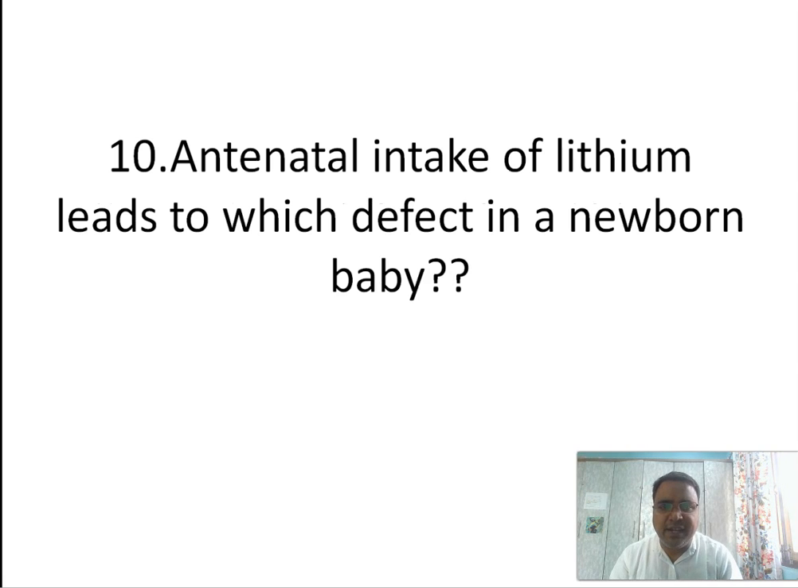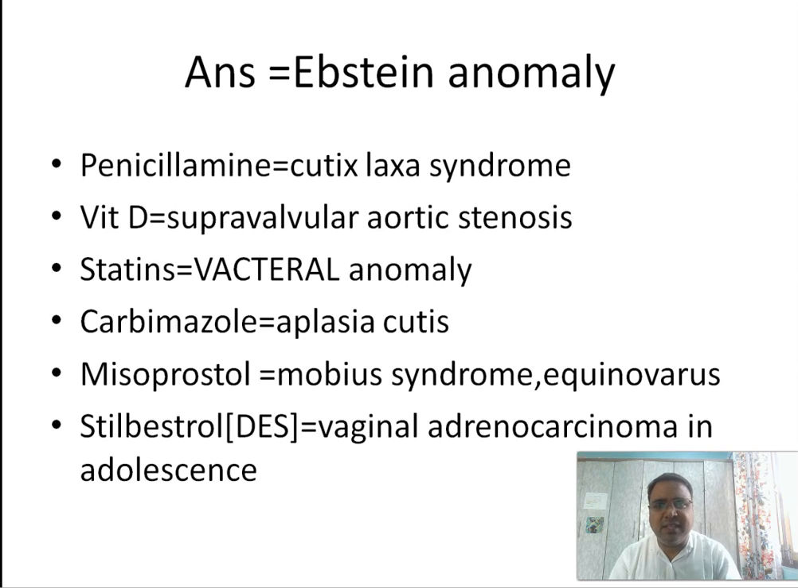Next question. Antenatal intake of lithium leads to which defect in a newborn baby? As you know, some drugs are teratogenic, so you have to be careful before prescribing any drugs to a pregnant lady. The examiner can ask, if the mother takes lithium during pregnancy, which defect do you suspect in the newborn baby? The answer is Ebstein anomaly. Ebstein anomaly is common in a newborn baby whose mother has taken lithium during pregnancy.